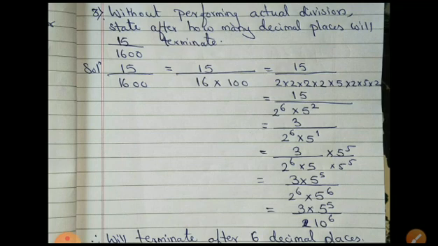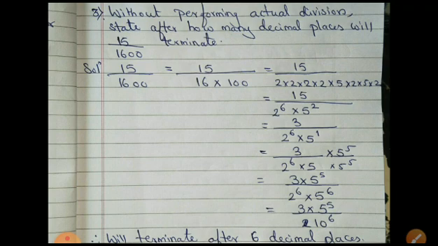Now what is the highest power in the denominator? It is 6, and for 5, it is 5 raised to 1. So to make the exponent the same, your 5 should be multiplied with 5 raised to 5. Hence we are multiplying your numerator and denominator by 5 raised to 5. So I'll be getting 3 into 5 raised to 5 by 2 raised to 6 into 5 raised to 6.